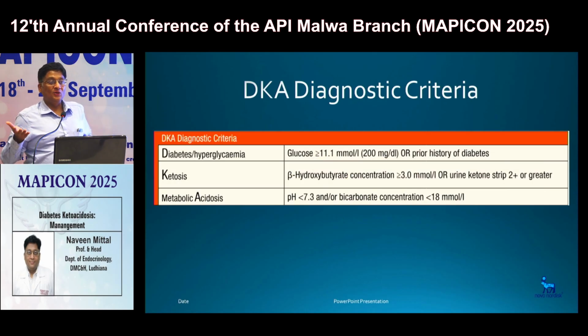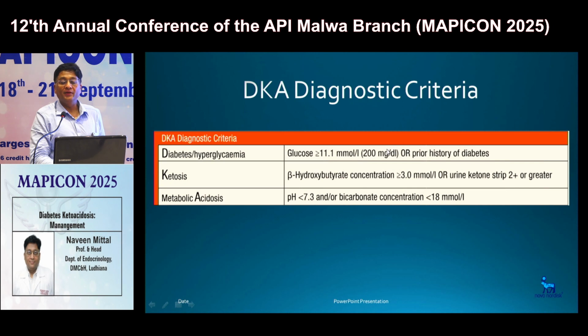How do you diagnose the patient to be suffering from diabetes ketoacidosis? Diabetes: blood sugar more than 200 milligram per deciliter, or patient is having prior history of diabetes. Ketosis: if blood ketones, beta hydroxybutyrate, is more than 3 millimole per liter, or urine keto strip is showing 2 plus ketones. Acidosis means pH should be less than 7.3 or bicarbonate less than 18 millimole per liter. 3 DKA, diabetes ketoacidosis. All three brothers have come together in DKA.